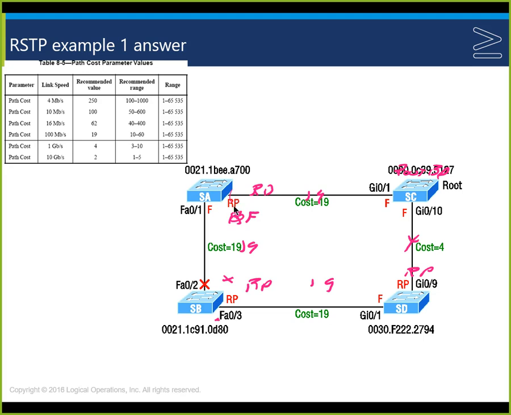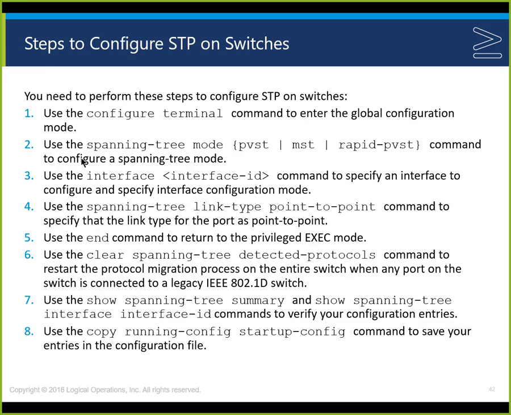The answers here: root port, we got the forwarding, the blocked, the root, and the cost of 4, 19, 19, 19 to get our loop-free topology in these things. Now the step-by-steps to do this.